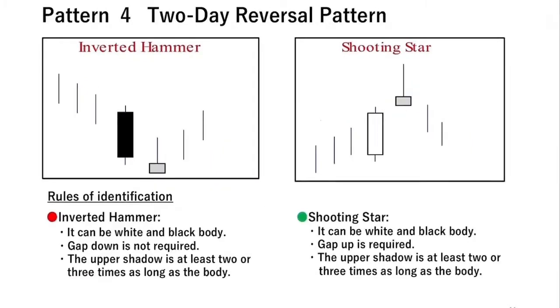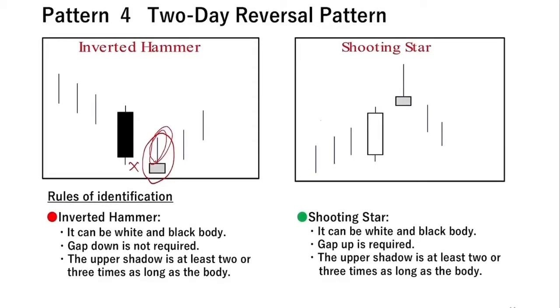Pattern 4 is a 2-day reversal pattern. One is the inverted hammer, and the other is the shooting star. So let's see the rules of identification. First, the inverted hammer. First point, it can be a white or black body. And a gap down is not required, so there's no need for us to wait for a gap to happen there. And the upper shadow is at least 2 or 3 times as long as the body. So the longer the better.